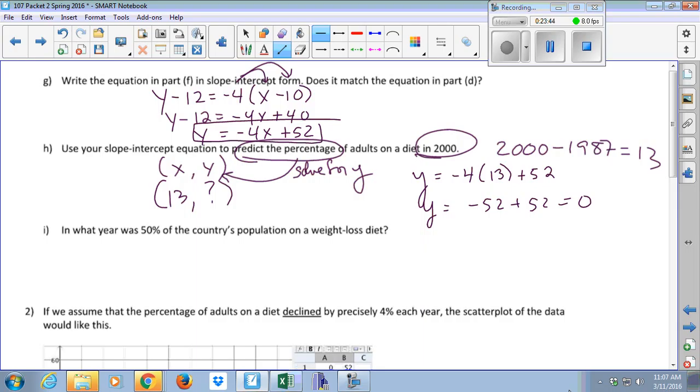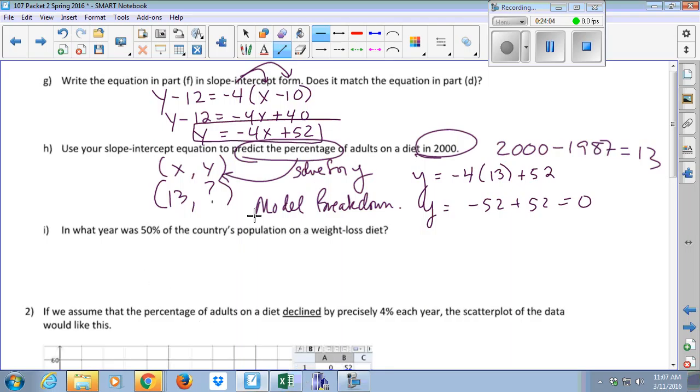So this is a mathematical model. It doesn't always make sense if you go beyond your data set. This is an example of what we call model breakdown. It makes sense mathematically, all the numbers fit, but it doesn't make sense in terms of what's going on.